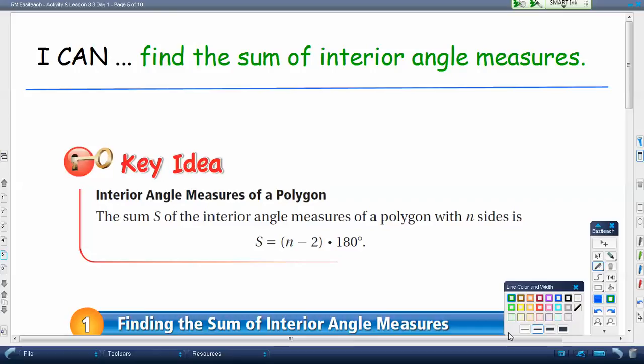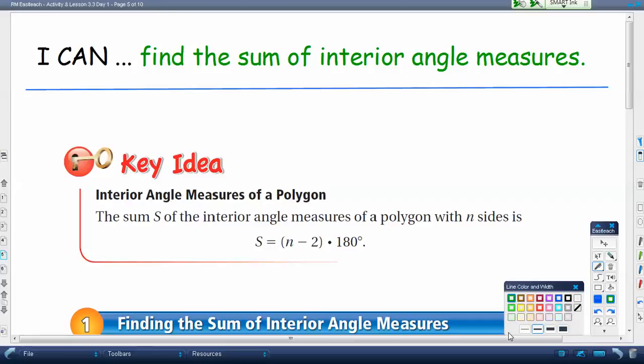You'll notice there's a key idea concept box on page 120 in your textbook that talks about the interior angle measures of a polygon. It says the sum S of the interior angle measures of a polygon with n sides is as follows. S equals n minus 2 times 180 degrees.